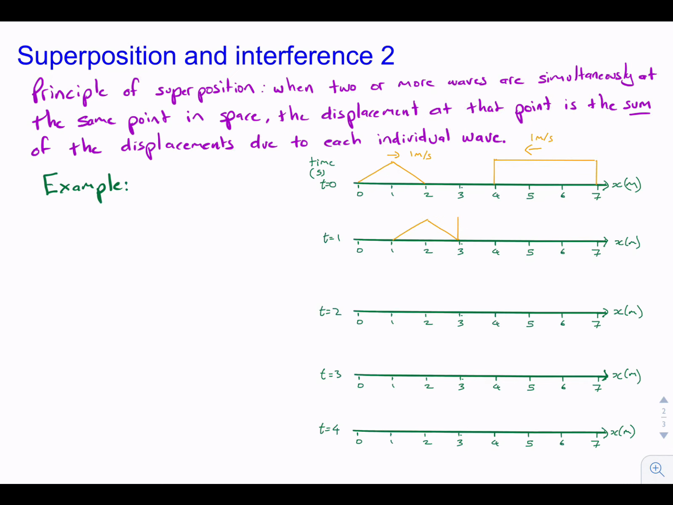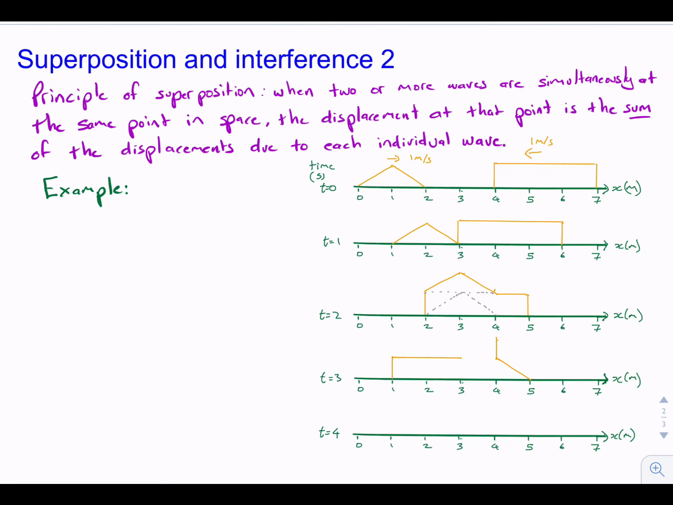So after 1 second we can see that both waves have moved. The triangle has moved to the right and the rectangle has moved to the left. Things get interesting at t equals 2 seconds. Now both waves are in the same place at the same time. They're interfering with each other, and in this case they're constructively interfering. So the sum of their displacements means that we get the resultant wavefront at t equals 2. As the waves move past each other, we can see here at t equals 3, and finally they separate again at t equals 4 seconds.